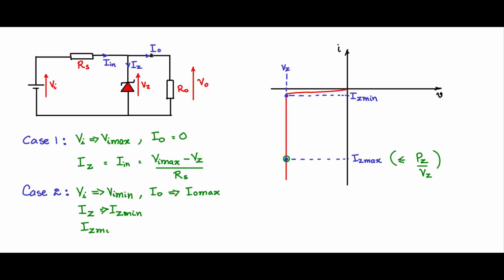So we know that Iz min plus I0 max should be equal to In, and In under this case is Vi min minus Vz divided by Rs. This is another limiting case where the operating point as far as the Zener is concerned is here. These two limiting cases will actually determine what should be the value of Rs that you have to choose. It will become clear if we work out an example.